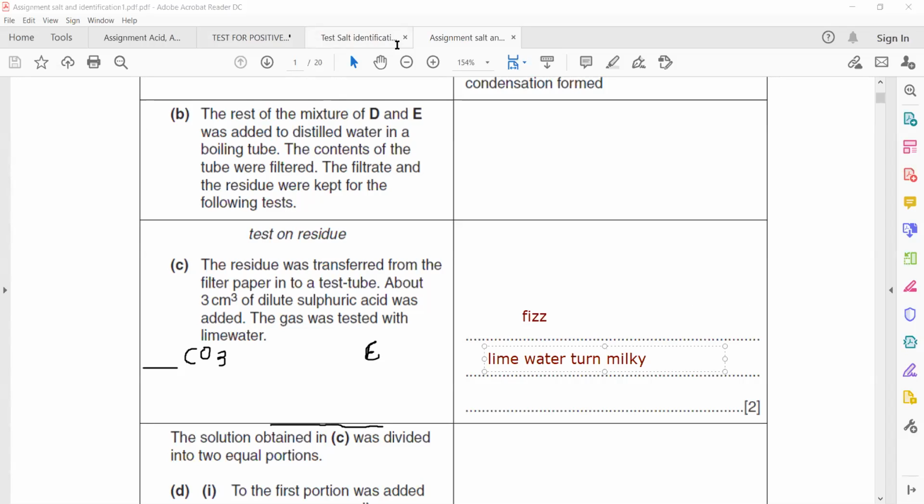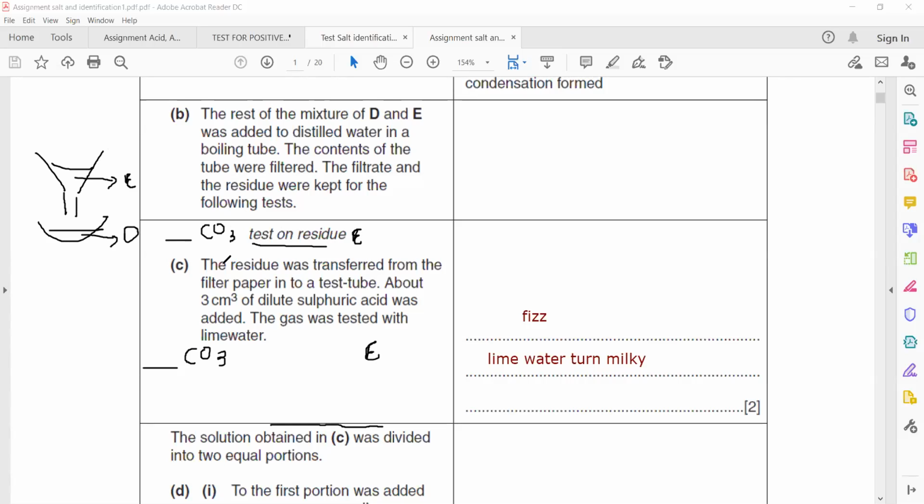Look, when you add water and filter, two things will form. One will be the residue. Residue means what is left on the filter paper. So left on the filter paper is E. Why? Because E is insoluble. And what passes through the filter paper, that is filtrate. So D is a filtrate. They mentioned test on the residue, and already you know residue was E. And what is E? E is metal carbonate. Any metal is there and there is a carbonate. So we know carbonate ion is there, but we don't know which metal is present.